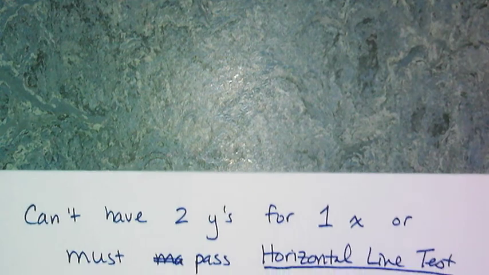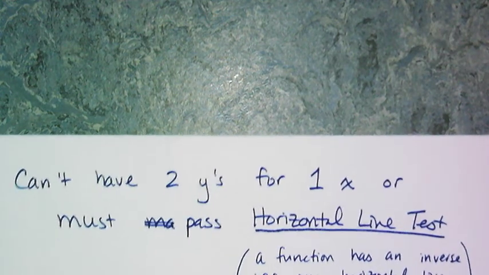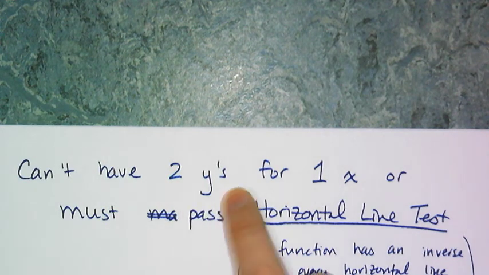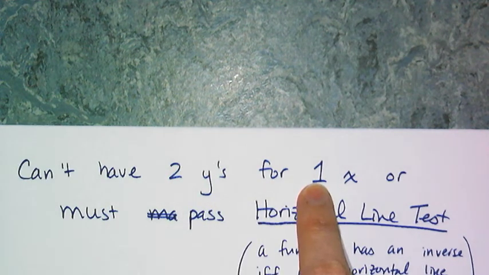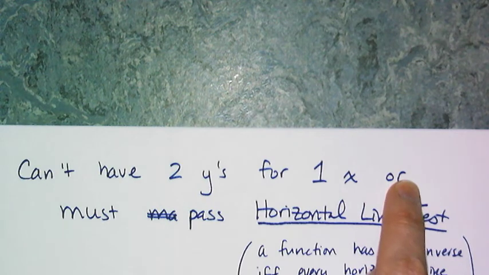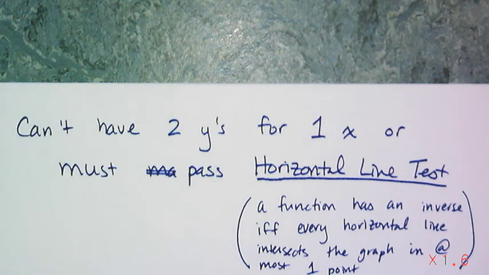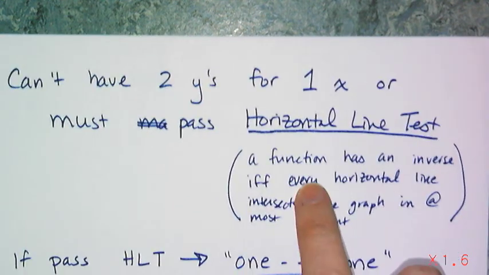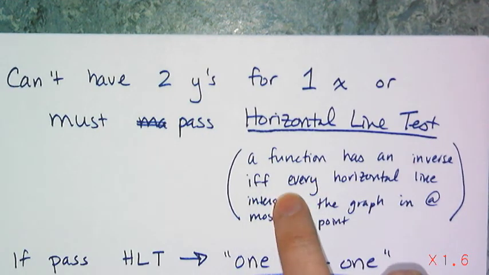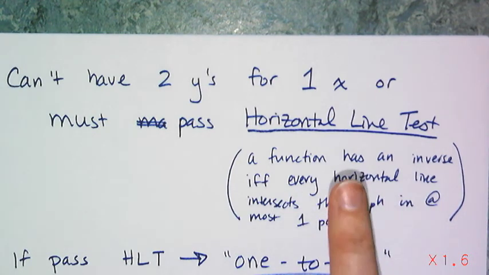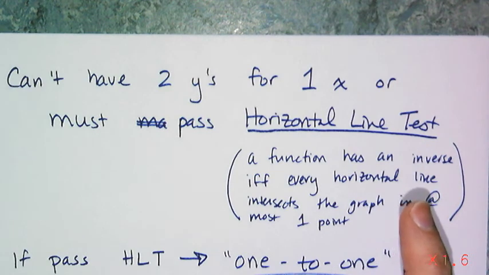Now, here's the big deal about inverses. If a function is to have an inverse, it cannot have two or more y values for one x, or it must pass something called the horizontal line test. So the horizontal line test says that a function has an inverse if and only if every horizontal line intersects the graph in at most one point. So it's just like the vertical line test for functions, but it's the horizontal line test for inverse functions.